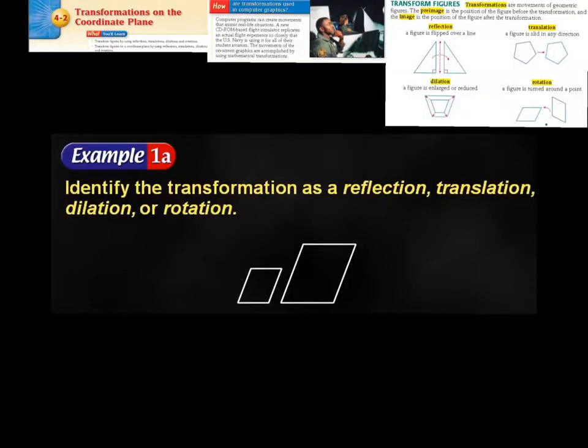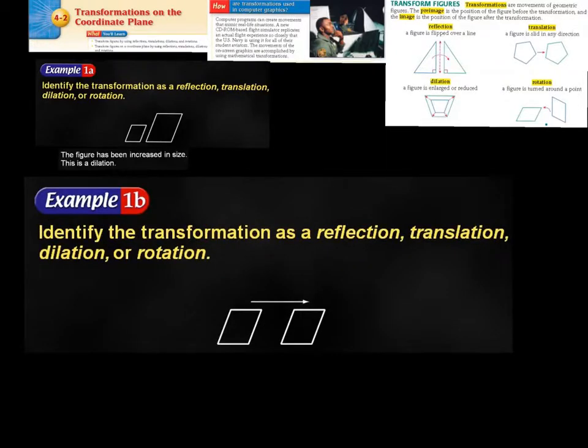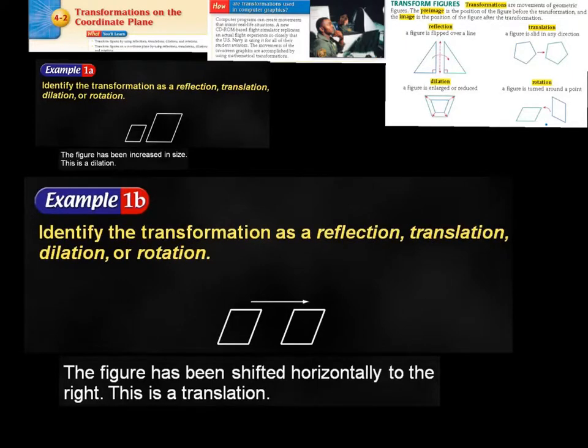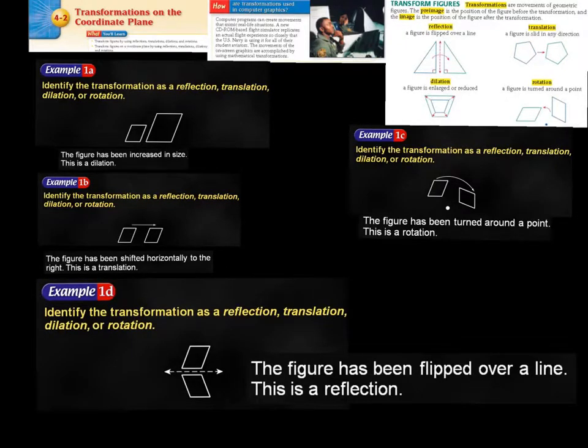Example 1a asks us to identify the transformation as a reflection, translation, dilation, or rotation. This figure has been increased in size, so it is a dilation. In 1b, the figure has been moved, shifted horizontally to the right, so it is a translation. The figure in 1c has been turned around a point, so that is a rotation. And in part D, the figure has been flipped over a line, so that is a reflection.